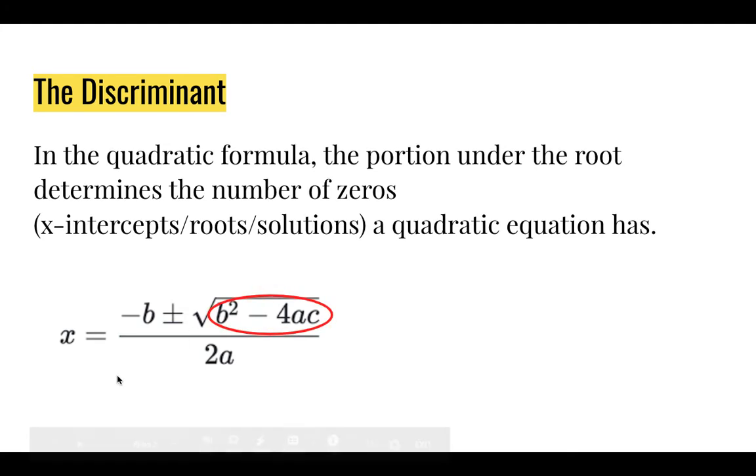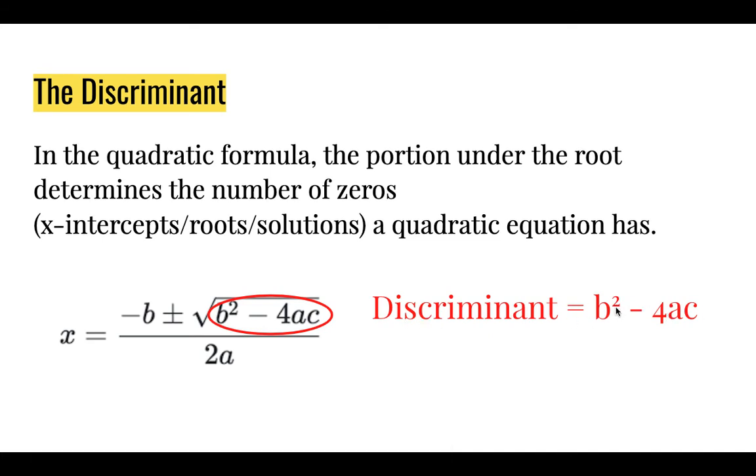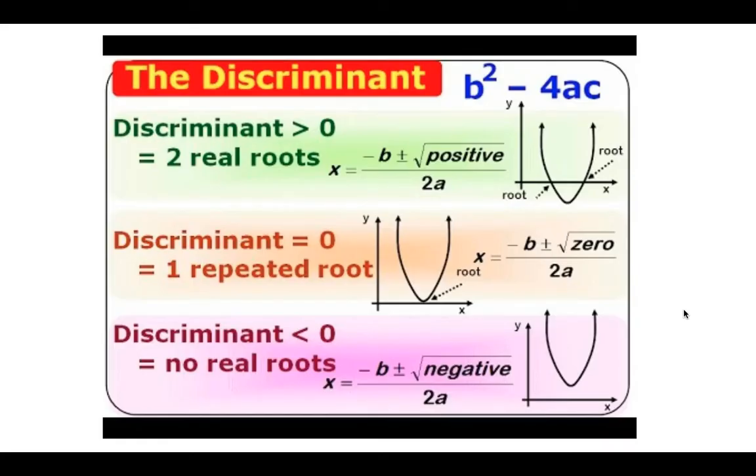So this part underneath the root is called the discriminant. The discriminant is b squared minus 4ac. Depending on if this is positive, negative, or 0, it tells us how many x-intercepts there are. Please know that it's only the part under the root. It does not include doing the root. So it's just b squared minus 4ac. I'm going to do a few examples, but first, just to summarize: the discriminant is b squared minus 4ac.